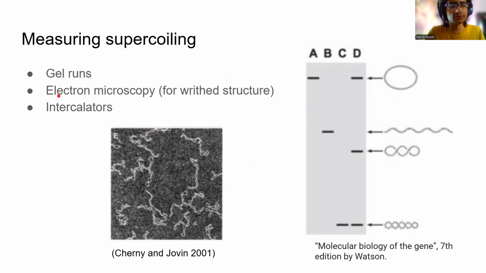Another way is to actually perform electron microscopy, which can give us the rigid structure of the DNA directly, as shown here. And then there are also molecules called intercalators, which can specifically bind to regions of lower or higher supercoiling, and which can then be imaged via fluorescence microscopy.